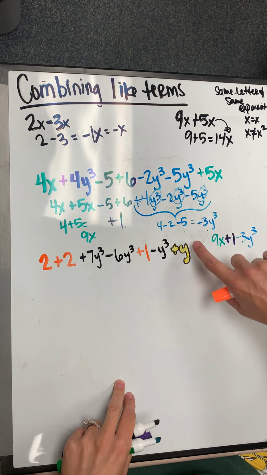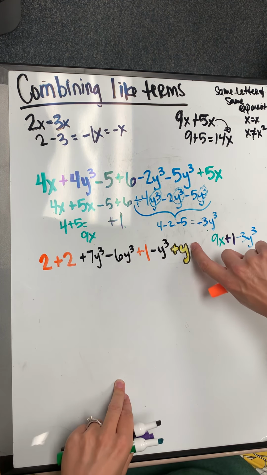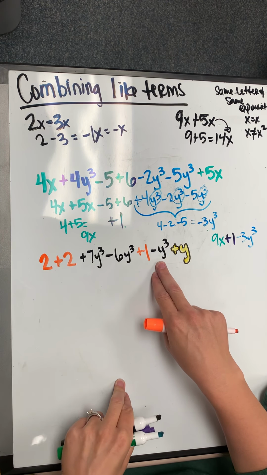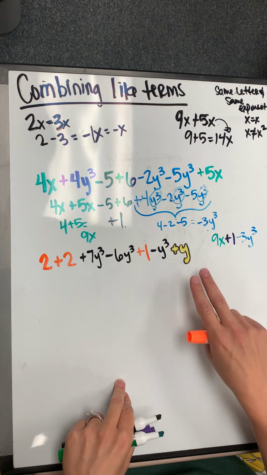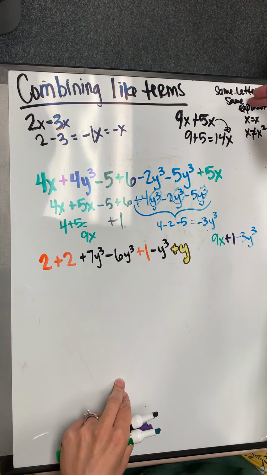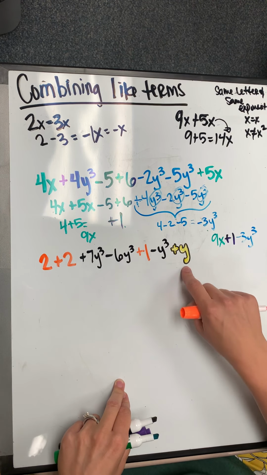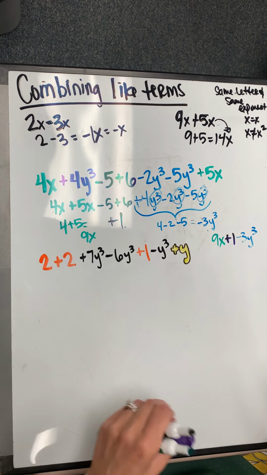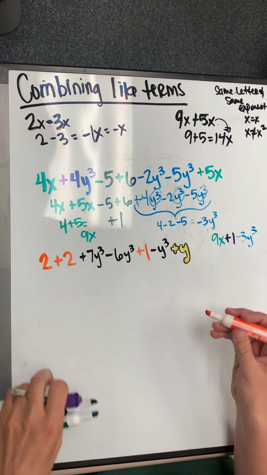Please notice that my y, my yellow y that didn't really work out, cannot be combined with my y to the third. They are different. They have to have the same exponent and the same letter. They do have the same letter, but because this doesn't have that third, I cannot combine it. So let's start with my oranges.